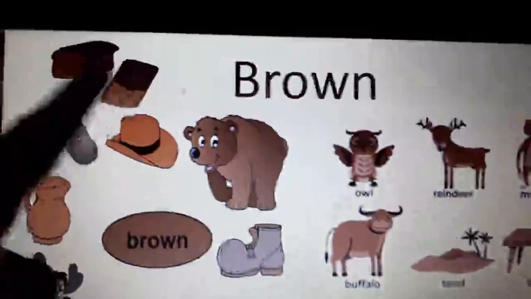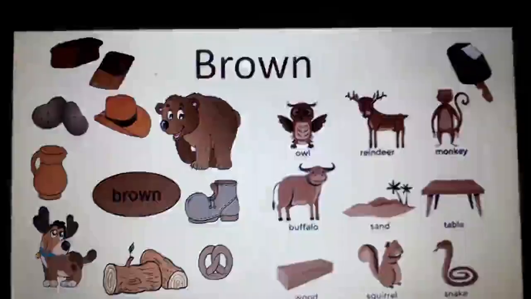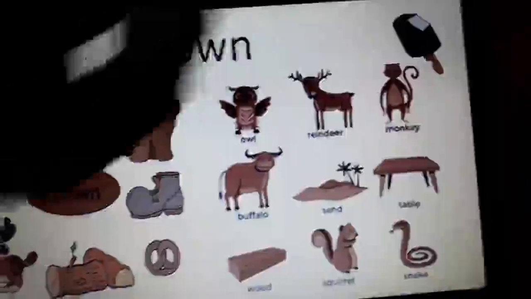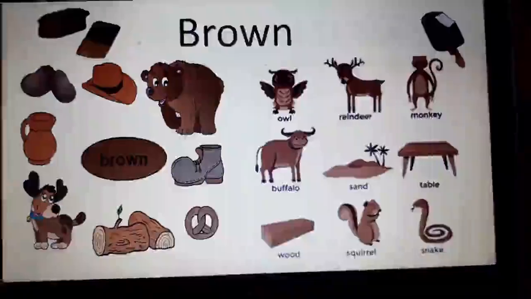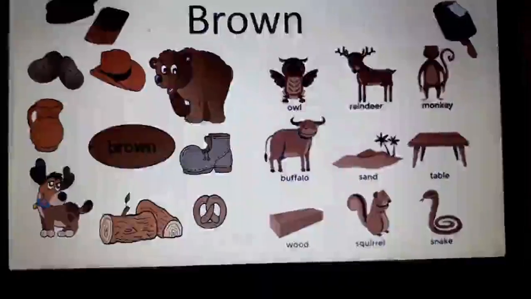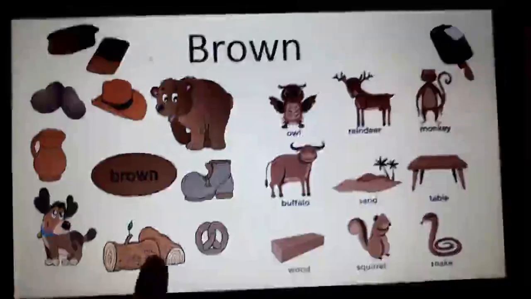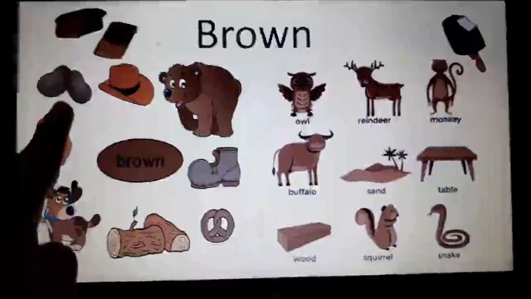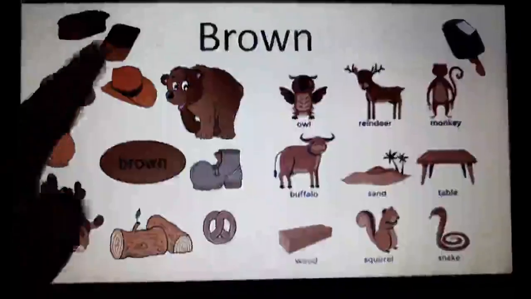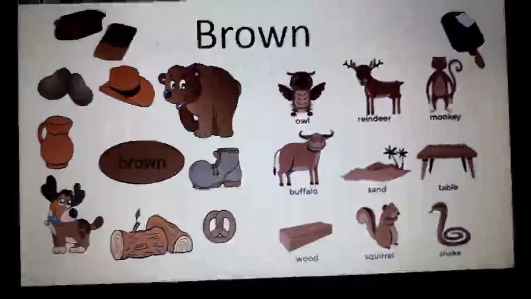Chocolate. Isn't it? Then we have bread, brown bread. We have chocolate ice creams. Monkey is brown in color. Table, I told furniture is brown. Squirrel, you'll find squirrel in brown color. Wood log, again in brown color. We have potatoes in brown color. Owl is there, brown color. Bear is there. Isn't it?